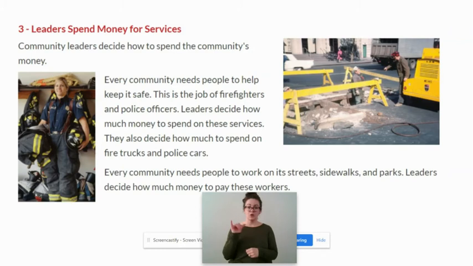Also, every community needs people to work on its streets, sidewalks, and parks. So leaders decide how much money to pay these workers. And they also decide what has to be fixed and in the order it needs to be fixed. Like what needs to be fixed first, what needs to be fixed second. And here you see a picture of some construction workers working on the road of a street. So all this is decided by the leaders of the community.